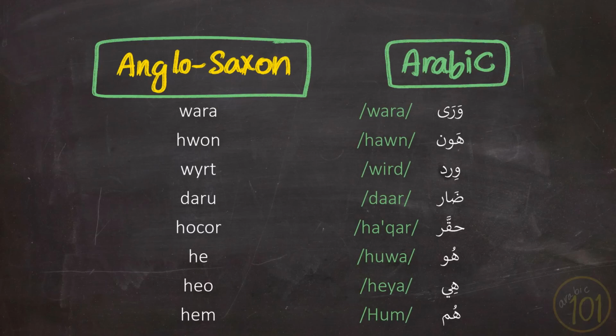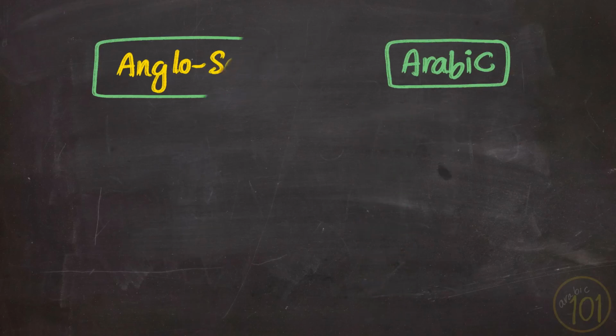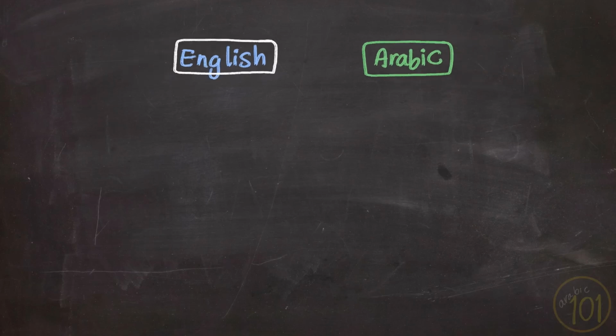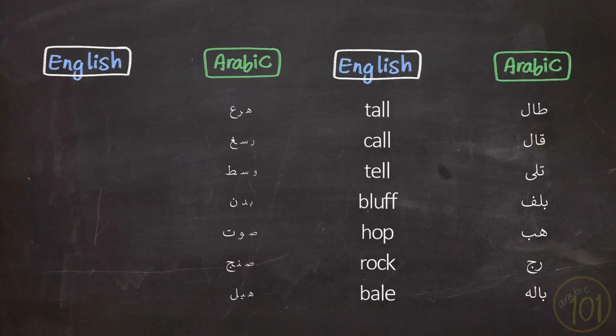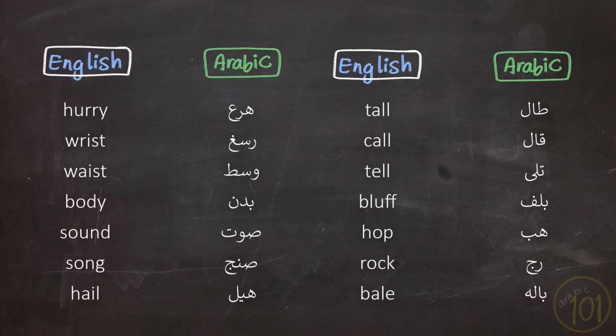And here we can also see the undeniable similarities between how the Arabic words sound and what the Anglo-Saxon words sound like. And since English is a Germanic language, it won't be surprising to find dozens and dozens of examples that show you how similar the English words are compared to Arabic roots. So we have tal, tall, qal, call, tala, tell, habba, hop, rusgh, wrist, badan, body, hara'a, hurry.